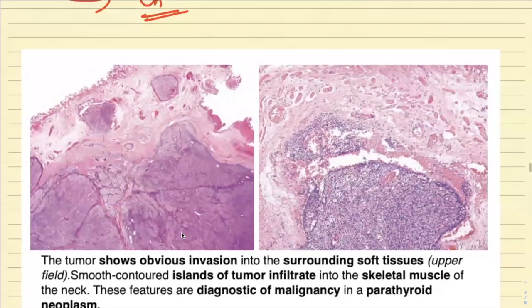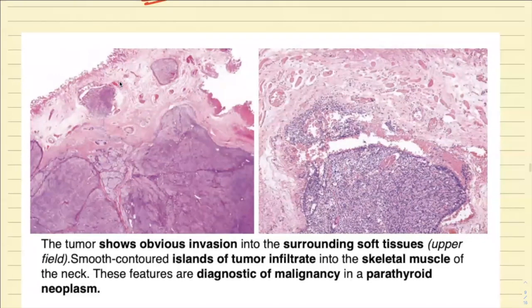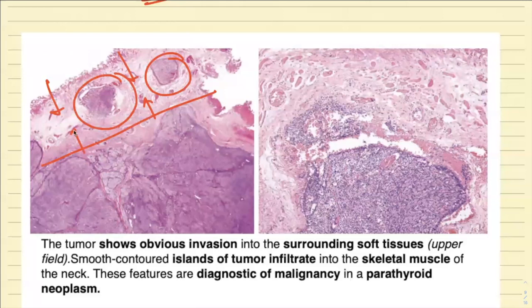If we look at this diagram over here, you can see that these are areas of invasion. So these are the soft tissues of the neck. This parathyroid has invaded the soft tissues of the neck. If you look at this diagram, what are these? These are the muscles of the neck. And this parathyroid has already entered the soft tissues and infiltrated. So this is a clear-cut sign of invasion, which is required for diagnosis of parathyroid carcinoma.